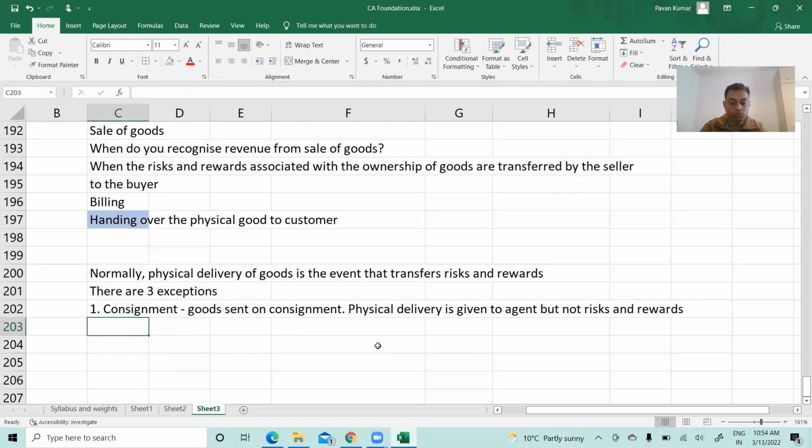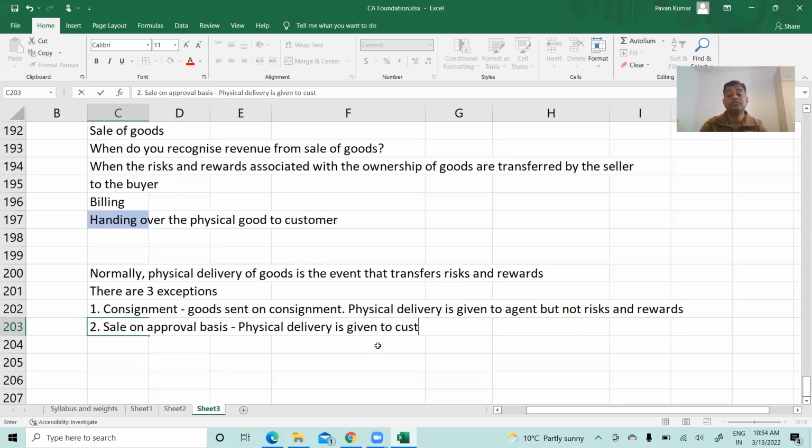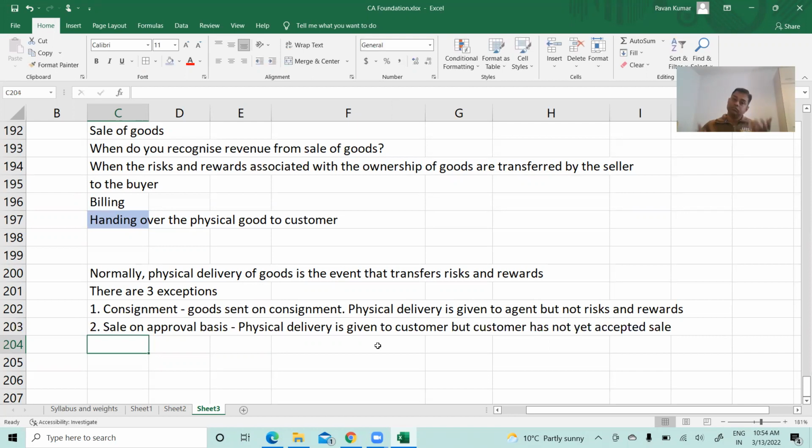Two, sale on approval basis. Physical delivery is given to the customer, but the customer has not yet accepted the sale. When he accepts, then only the sale will happen. So simply because physical delivery is given, you cannot record revenue.